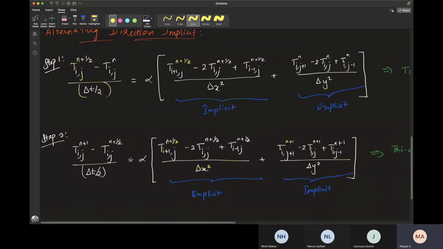And in the second half time step as well, you need to solve a tridiagonal system and go about finding Tij at n plus 1. So this is what it is. In both these steps, you'll be solving a tridiagonal matrix system.